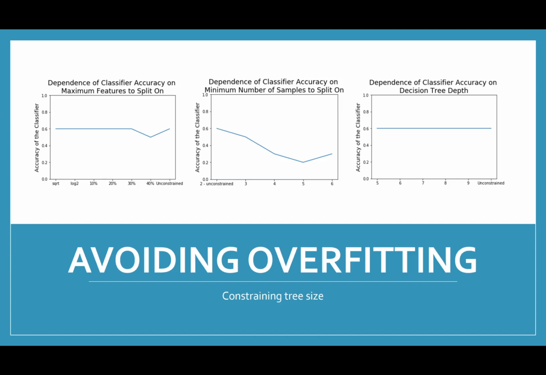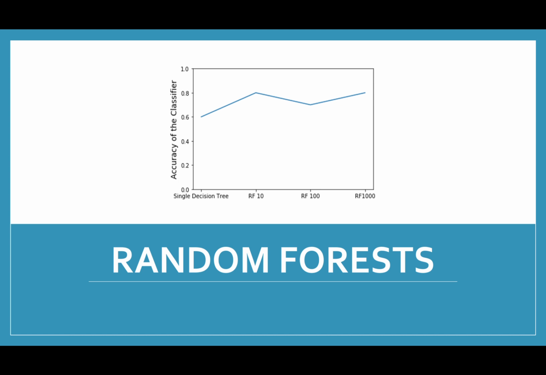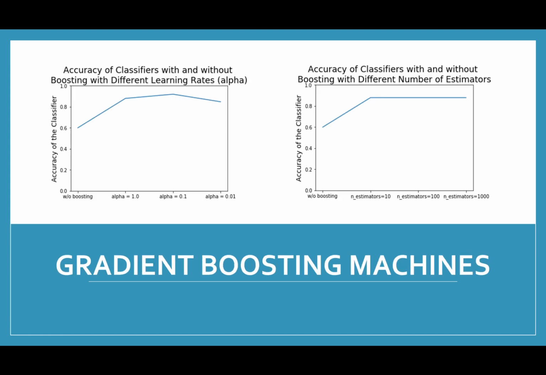I also tried to constrain tree size to avoid this overfitting effect. I fine-tuned a few parameters with the tree size constraint that you can see above, and I go into more details about it in my Jupyter notebook. I also used random forest, which is another way to improve the accuracy of the decision tree classifier, and I explored one of the parameter tunings for it as well. And then lastly, I looked into gradient boosting machines and explored how I can fine-tune the accuracy by adjusting a few of the parameters, such as different learning rates and different numbers of estimators within the gradient boosting machines.